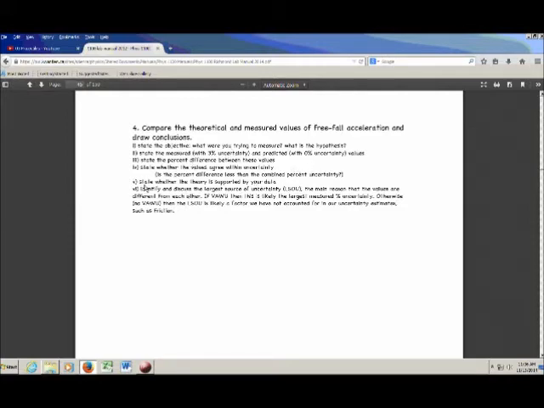The next thing you talk about is whether the theory is supported by your data. So basically, if your percent difference is less than the sum of the uncertainties, if your values agree with an uncertainty, that is, then you can say that yes, the theory was supported by the data that you measured.